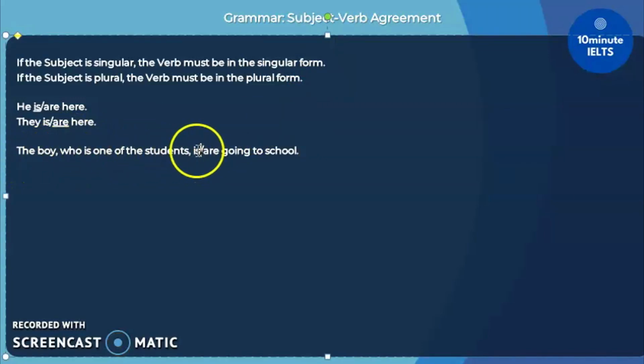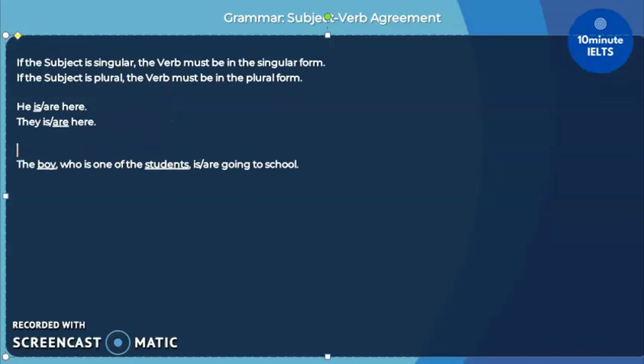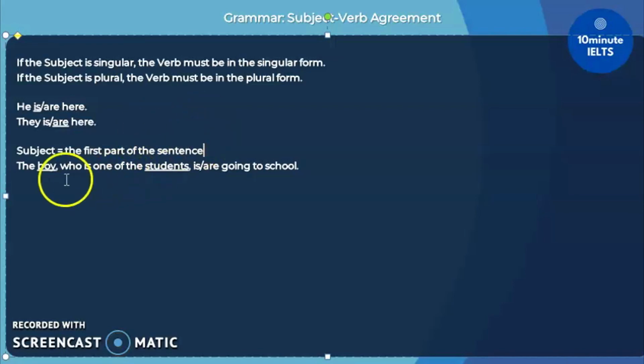In this long part before the verb, we need to identify what the subject is. Is the subject students or is the subject boy? The easy way to check is to identify what the whole sentence is talking about. And besides, if you remember from the first video on grammar in terms of sentence structures, the subject usually comes at the beginning. It's the first part of the sentence. So this means to say that the subject must be boy.